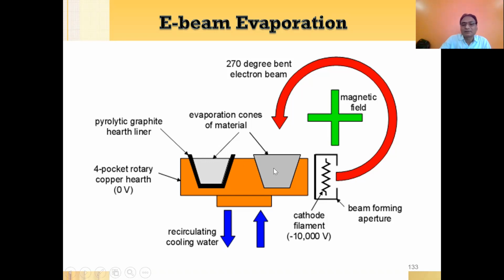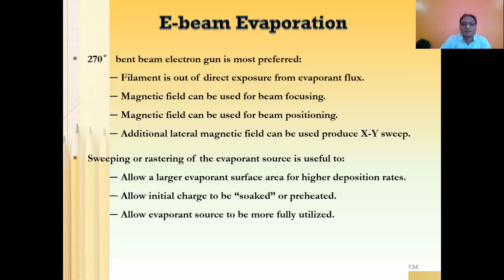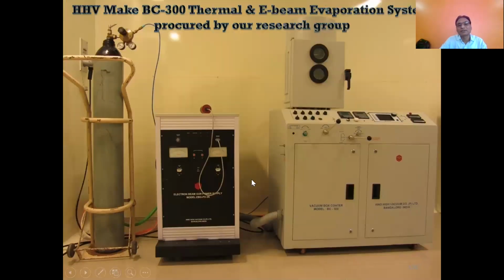One is, let us say, for gold, chromium, and aluminum. So first of all, have a gold crucible here, deposit gold, and then rotate this and have the chromium, allow chromium to evaporate, deposit another layer, and then you can keep on rotating and deposit the material structure as per your requirement. And this is the typical machine, the photograph of the machine which we are having. This is the box coater. This is the power supply.